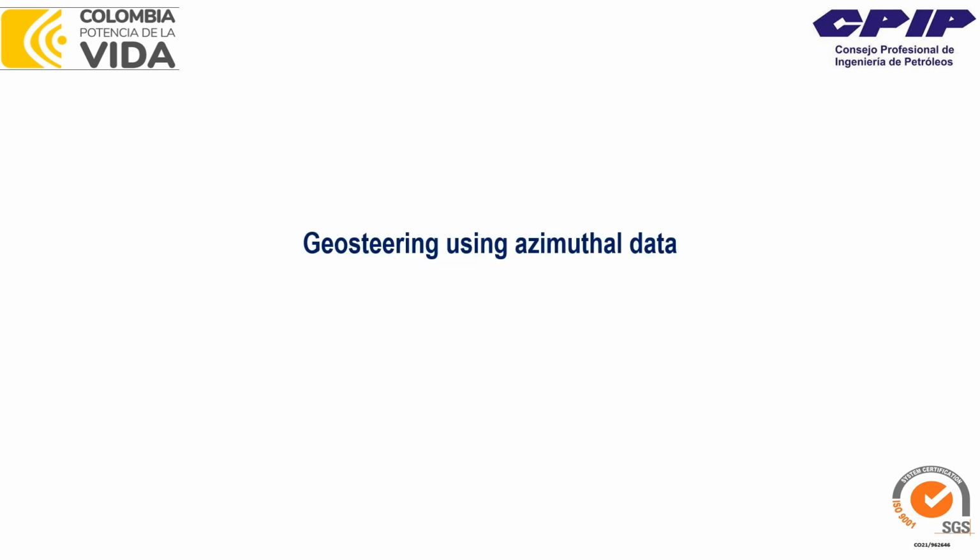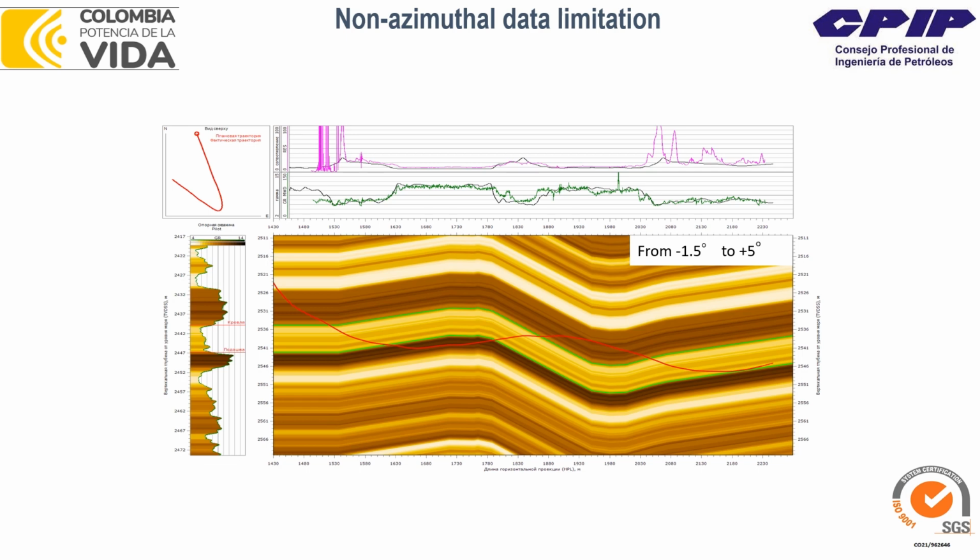Okay, now we're moving to the topic of geosteering using the azimuthal data, right? And to understand why we would need the azimuthal data, let's first of all have a look at the limitation of the non-azimuthal data. Let's have a look at this example. It's a real horizontal well, which was drilled a while ago by the geosteering team. And look at what was happening.